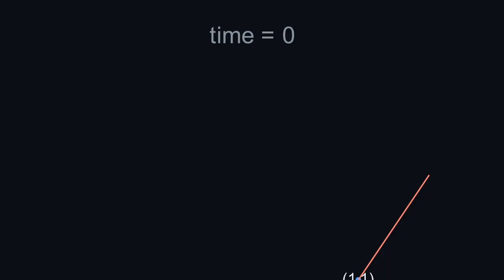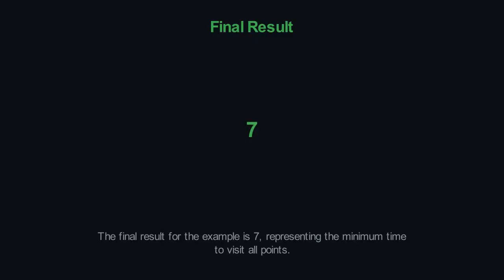Next, we move from (3, 4) to (-1, 0). The absolute difference in x is the absolute value of -1 minus 3, which is 4. The absolute difference in y is the absolute value of 0 minus 4, which is 4. The maximum of 4 and 4 is 4. We add 4 to our total time. Total time becomes 3 plus 4, which is 7. We have processed all pairs, and 7 is our final answer. The final result for the example is 7.